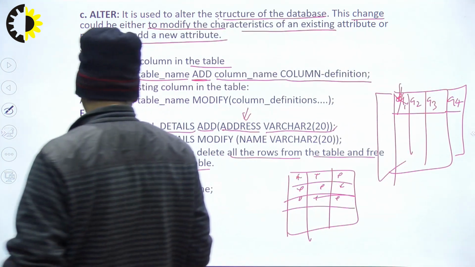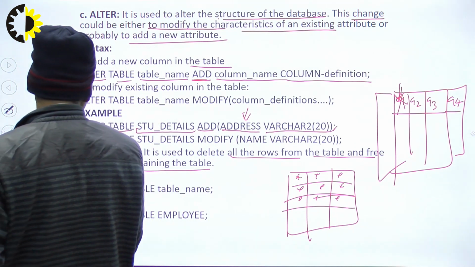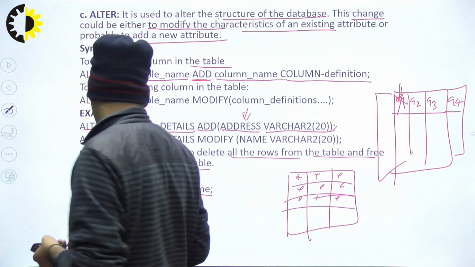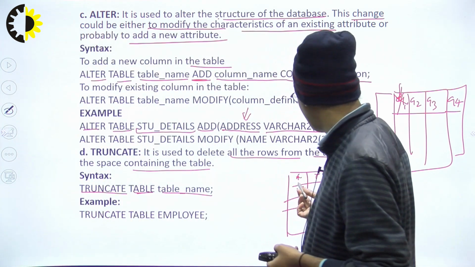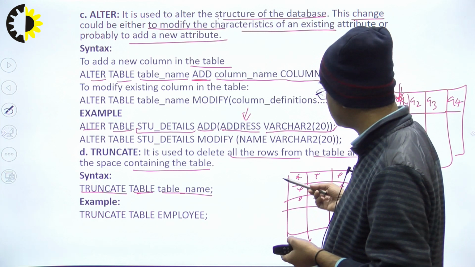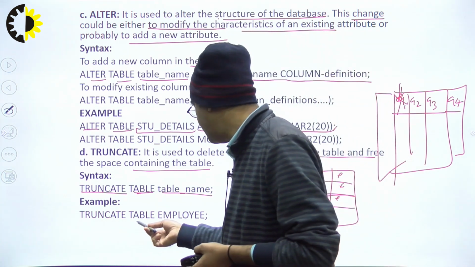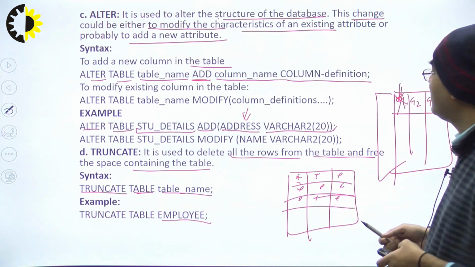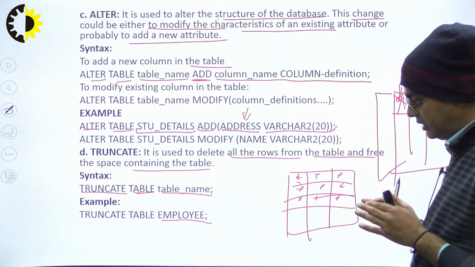The syntax of this command is, we have to write truncate and the table name. For example, for the employee table, if we want to delete all the records, then we have to write truncate table and employee, the name of the table. That is about the data definition language DDL commands.